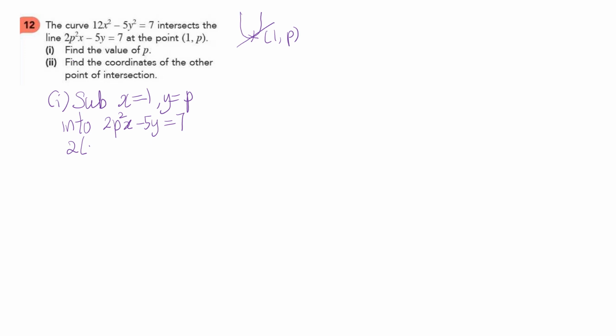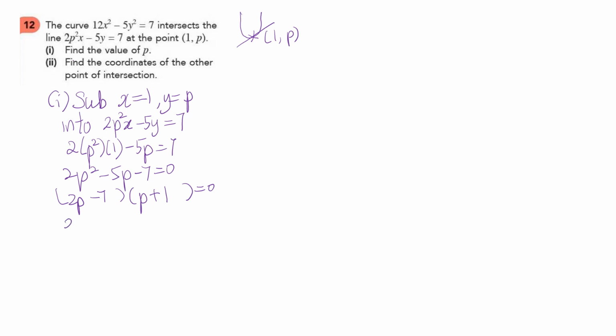Okay, so p squared is just p squared, x is 1. You end up getting a quadratic equation where you can factorize it to give you (2p minus 7)(p plus 1). So 2p minus 7 equals 0, so 2p equals 7, p equals 3.5. Or p plus 1 equals 0, so p equals negative 1.